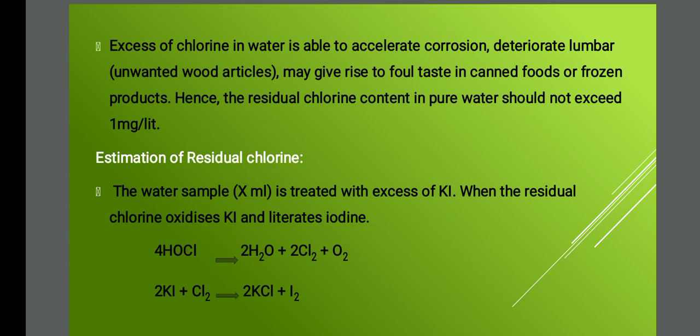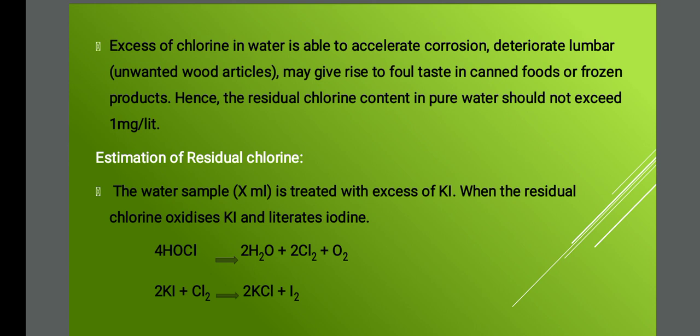We have studied breakpoint chlorination. Only up to that limit you have to add this bleaching powder or sodium hypochlorite or chlorine. Beyond the limit, if you are adding, normally in municipal water, if they are adding in excess, it will have unpleasant taste as well as unpleasant odor. So the limit allowed here is said to be 1 milligram per liter. If you are adding beyond that limit, it will give a foul smell. Also the material in contact with that water will undergo corrosion. Is it okay?